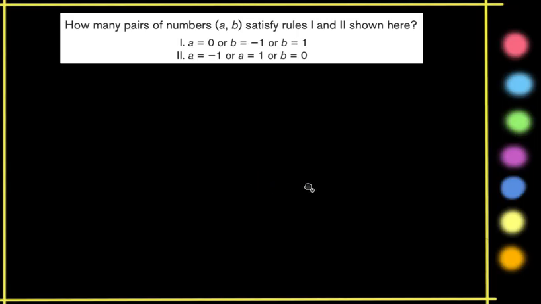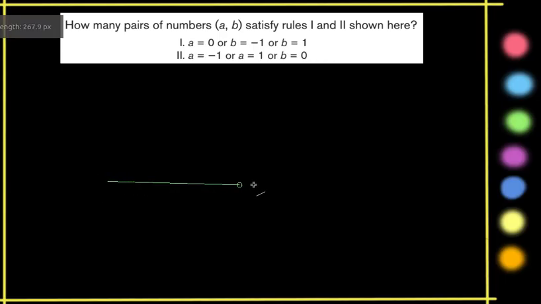Okay, this one says, how many pairs of numbers A, B satisfy rules 1 and 2 shown here? Okay, there are probably lots of ways to do this, but I want to show you my favorite way. Rule 1 says A is equal to 0, or B is equal to negative 1, or B is equal to 1. So what I was thinking is we could make kind of like an axis of A, like kind of map out the AB space, right? So instead of an XY graph, I'm going to make an AB graph, okay?